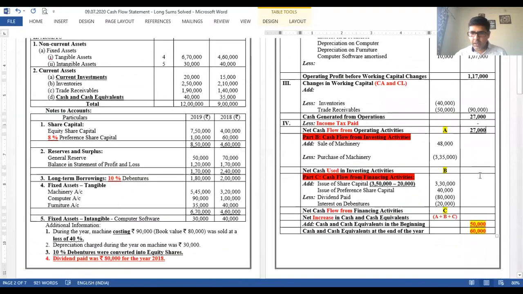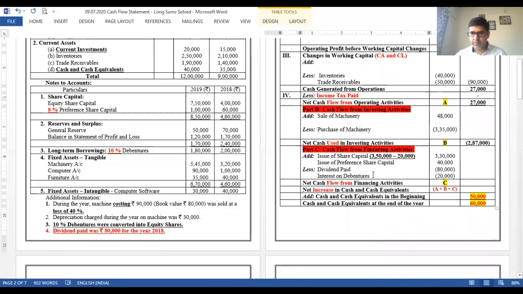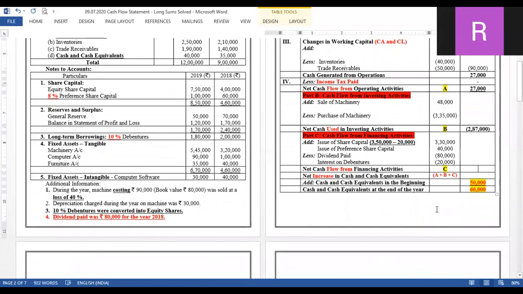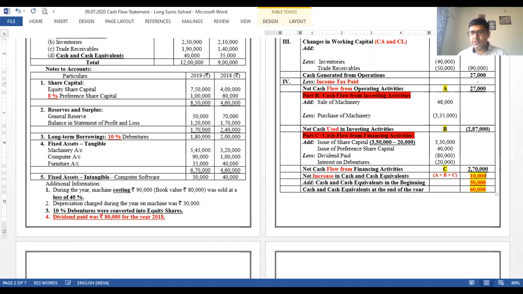Okay. Tell me the net amount of investing, how much will it come? Sir, 2,87,000. It will be negative. Okay, cash used, fine. Tell me financing, son. Sir, 2,70,000. Positive, fine, cash flow. Now 270 plus 27 is 297. From 297, if we subtract 287, the difference will be 10,000. 10 plus 50 is 60, right? So we are done with the sum.